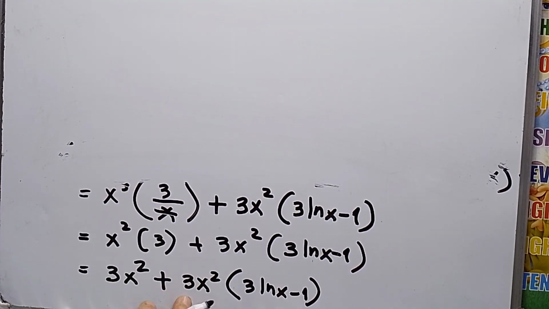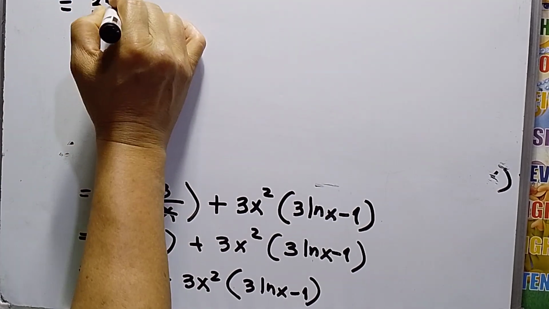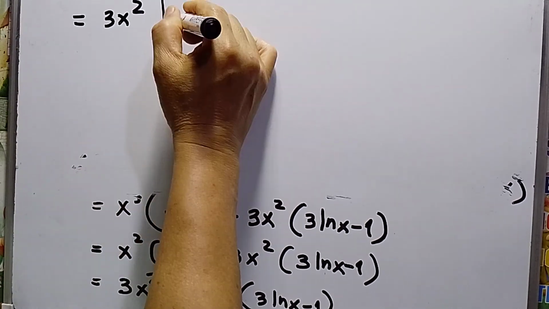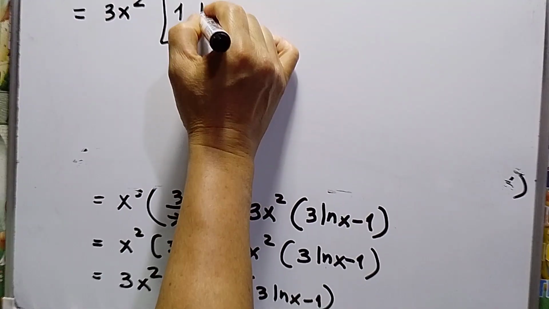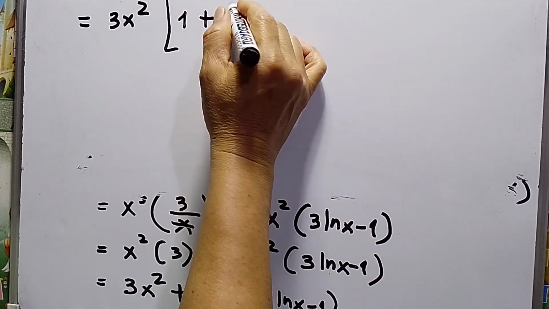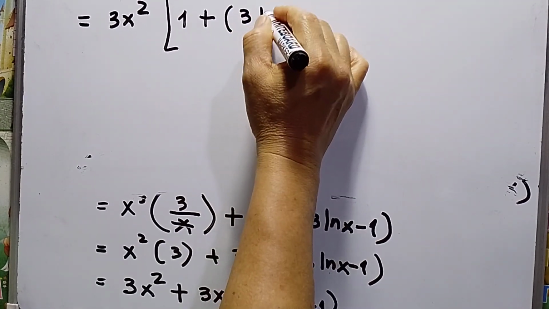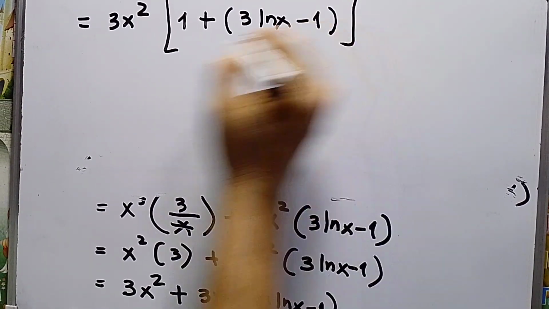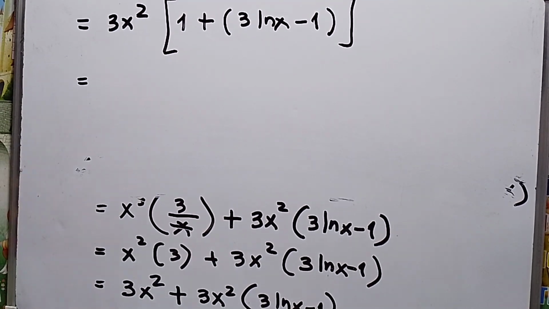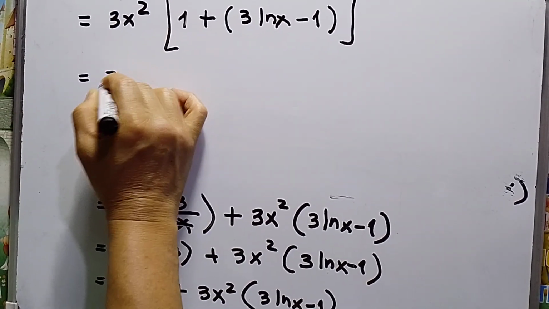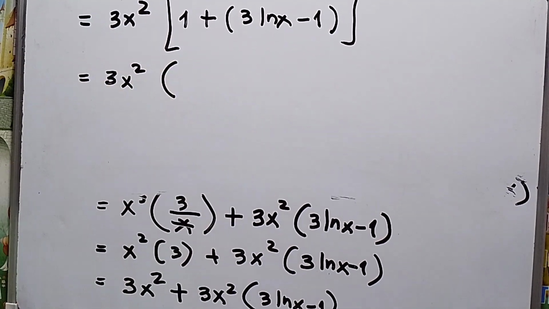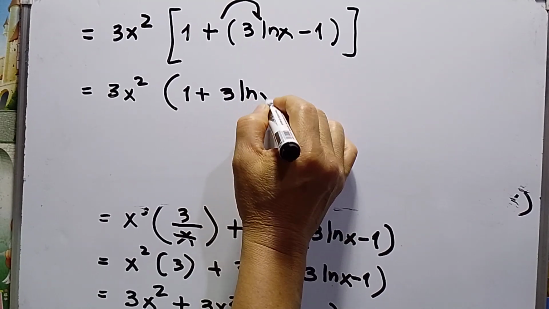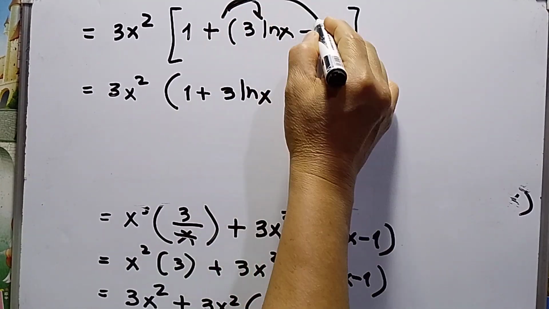So the common factor is 3x squared. And then this will be 1, plus (3 ln x minus 1). And then simplify. So this will be 3x squared, then this will be 1. Distribute, so this will be 3 ln x, then minus 1.